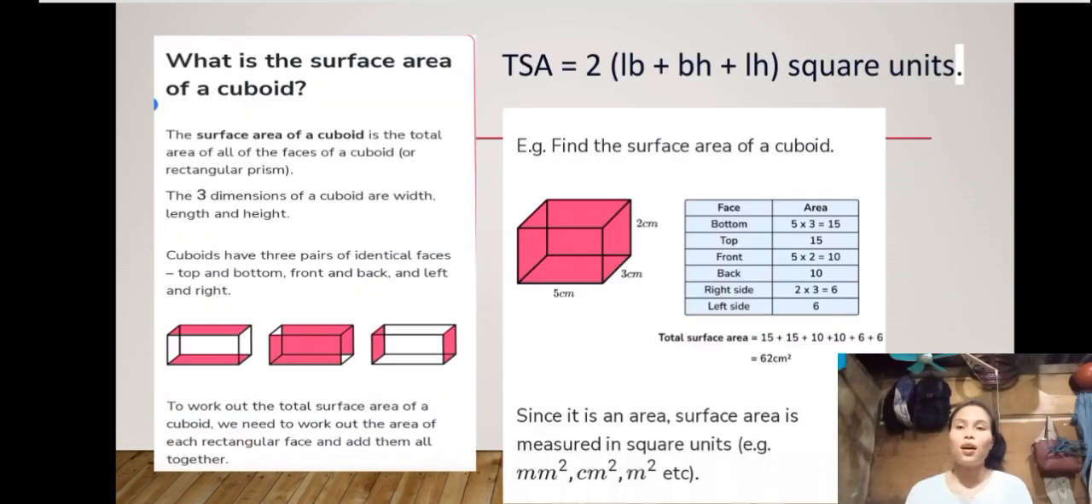Now let's talk about the surface area of a cuboid. The surface area of a cuboid is the total area of all of its faces. For a rectangular prism, the three dimensions are width, length, and height. Cuboids have 3 pairs of identical faces: top and bottom, front and back, and left and right. So take a look at the pictures.